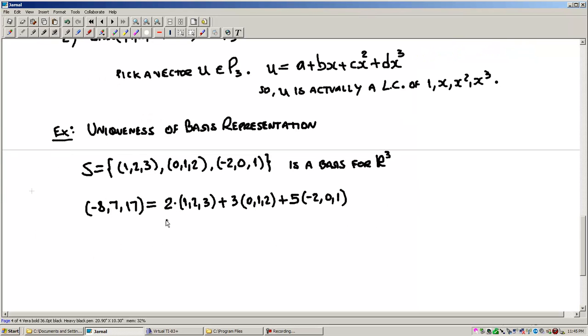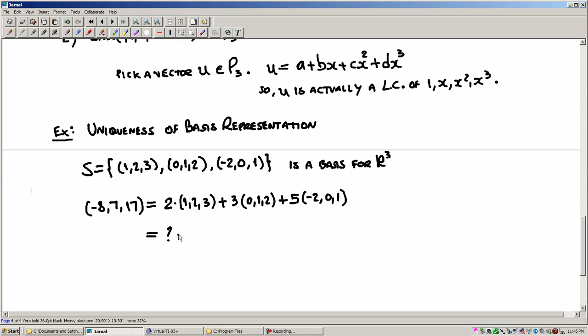Okay. So what the uniqueness of basis representation means is that this is the only way you can write a linear combination. There's no other way. So if you ask, okay, I know that this vector here, -8, 7, 17, is written as 2 times the first plus 3 times the second vector plus 5 times the third vector. Do you think that there are other numbers that I can plug in here and get the same vector?